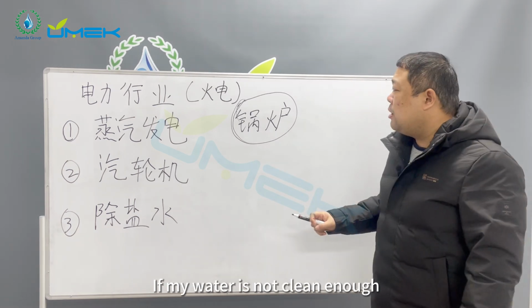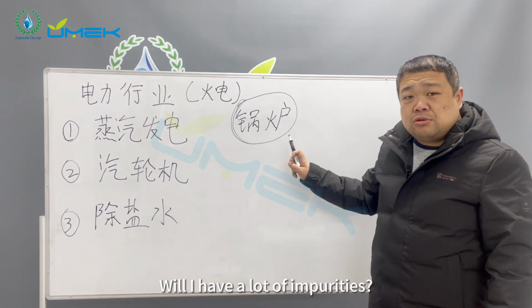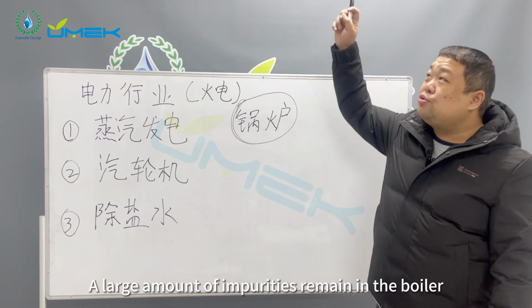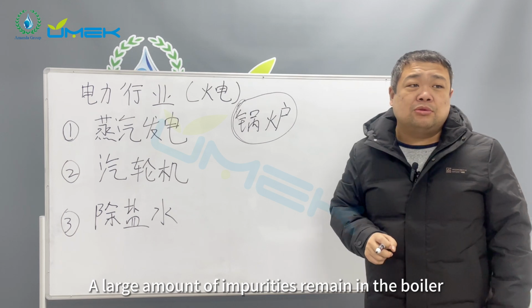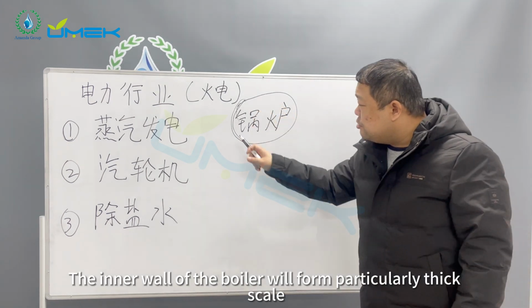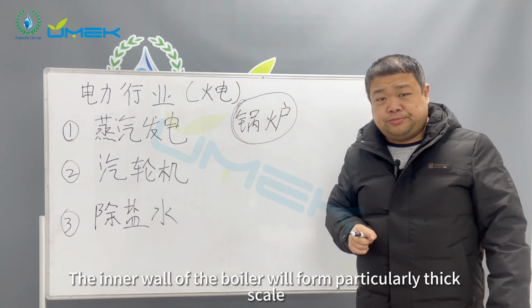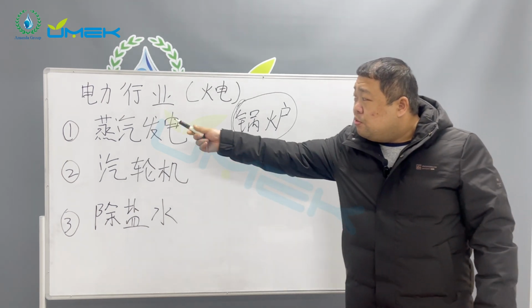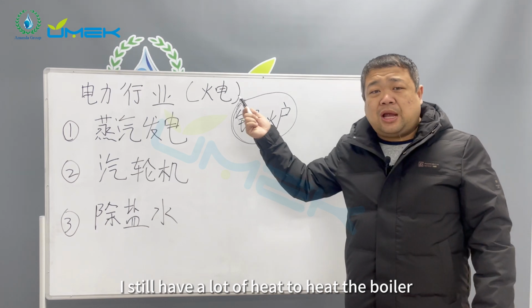If my water is not clean enough, won't I have a lot of impurities? The steam just goes out with the water, and a large amount of impurities remain in the boiler. The inner wall of the boiler will form particularly thick scale. What phenomenon will this lead to? I still need a lot of heat to heat the boiler.